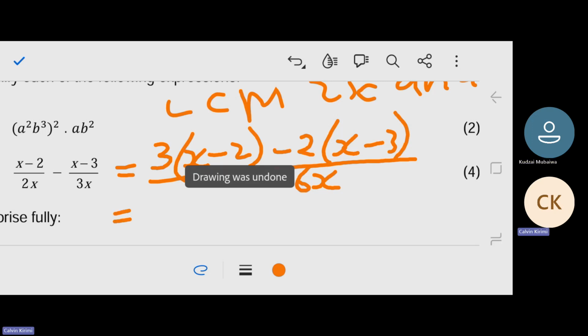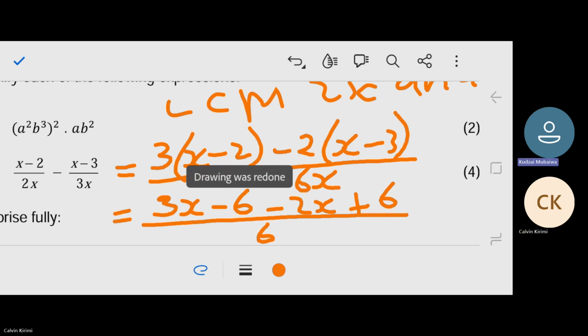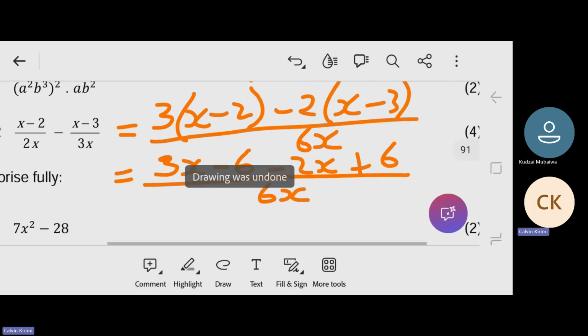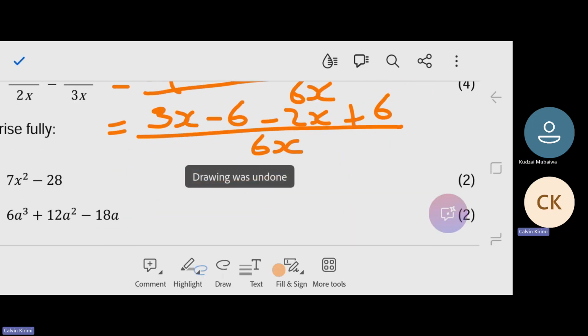Then from there, you expand, to get what? 3x minus 6 minus 2x plus 6. Everything over what? 6x. Then we continue from there, we simplify.